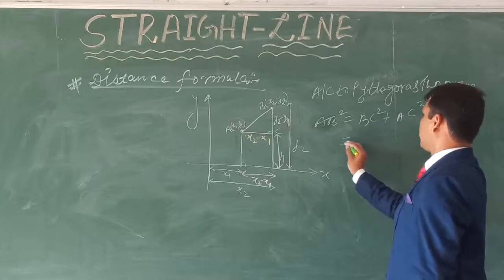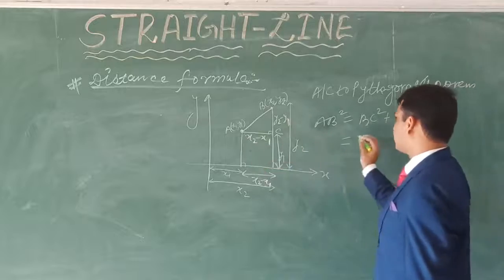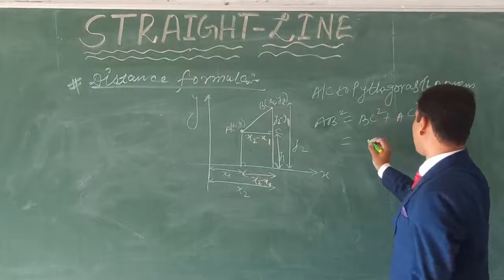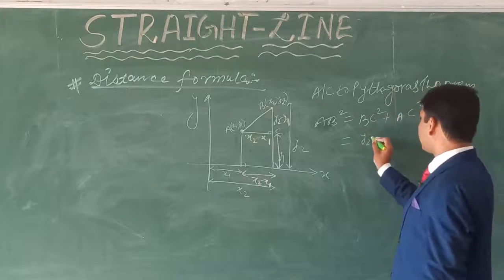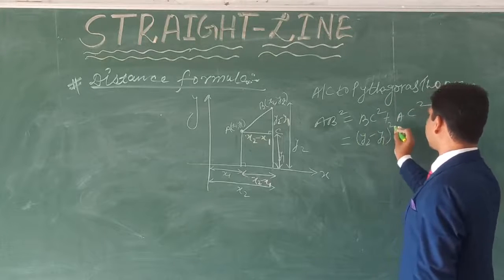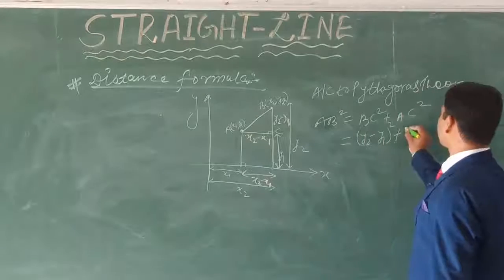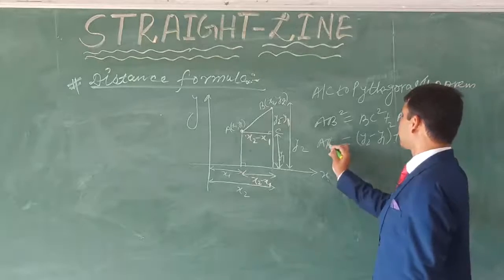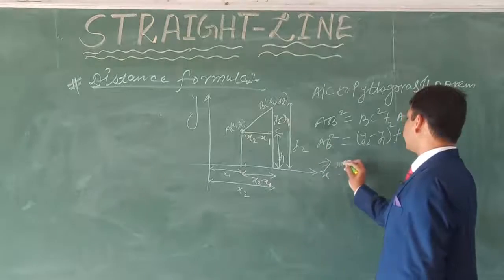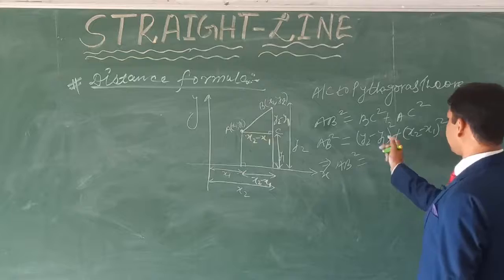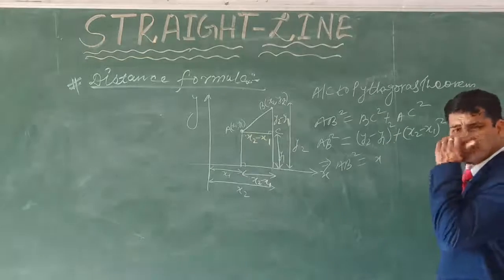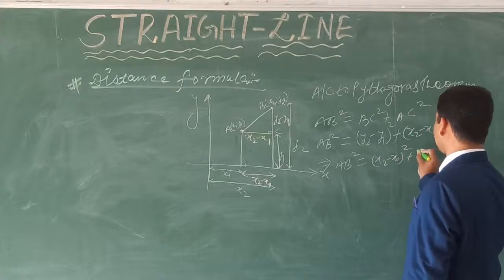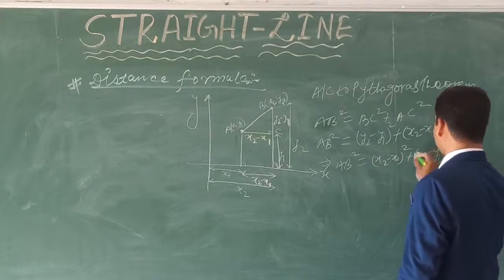Now see this here. What is this? BC square means y2 minus y1 whole square, and AC square means x2 minus x1 whole square. So I am writing it this way: y2 minus y1 whole square plus x2 minus x1 whole square. This is AB square. You can write it this way also, 2 plus 3 or 3 plus 2, both are the same. So x2 minus x1 whole square plus y2 minus y1 whole square.